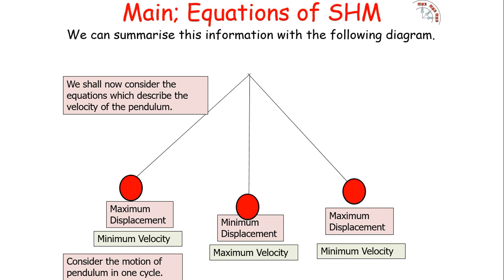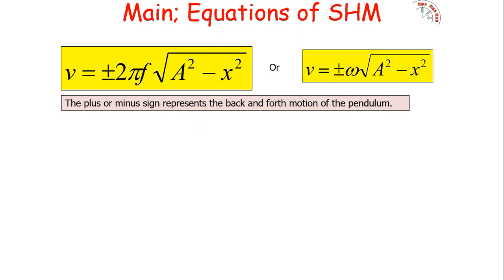So what do we know? When you've got a maximum displacement, you've got a minimum velocity. When you've got a minimum displacement, you've got a maximum velocity. Now, this is our equation to work out the velocity of a pendulum or any simple harmonic oscillator. We've got a plus or minus in the equation because we can get a positive or negative velocity depending on the direction it's moving, as it goes backwards and forwards.